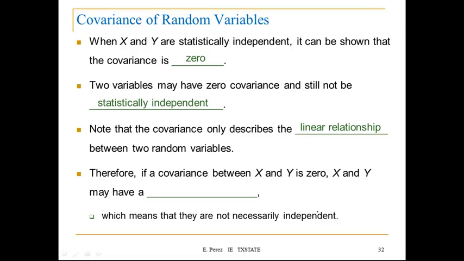Note that the covariance only describes the linear relationship between the two random variables. Therefore, if the covariance between x and y is 0, x and y may have a nonlinear relationship, which means that they are not necessarily independent.